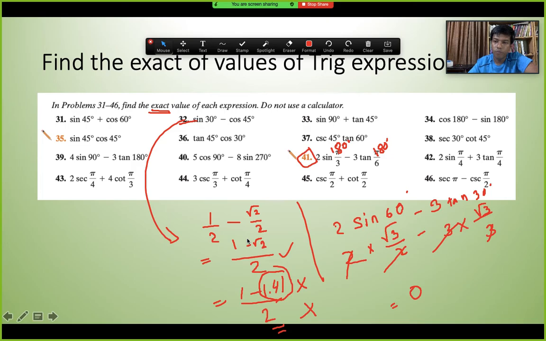So that's why we should not ignore anything. We will write in the exact form. We will keep the value intact. We will not make it decimal. We will not approximate anything. That's why it is called find the exact value. Exact value means keep the root and don't do any kind of approximation in your calculation.